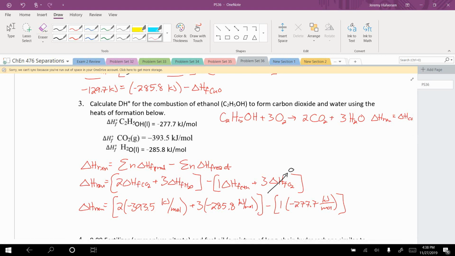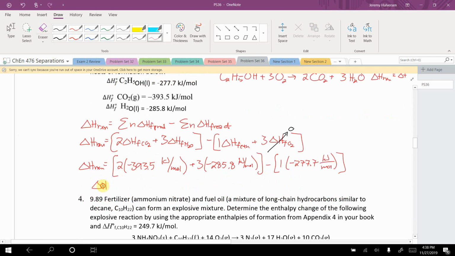Plugging that in my calculator. And I get the delta H of this reaction, which again is just going to be the delta H of combustion of ethanol, because this reaction is the combustion reaction of ethanol. It's going to equal negative 1366.7 kilojoules. And I could write kilojoules for the reaction, or I could write kilojoules per mole of ethanol, because the reaction is burning 1 mole, but either of those makes sense. Okay, let's keep going.